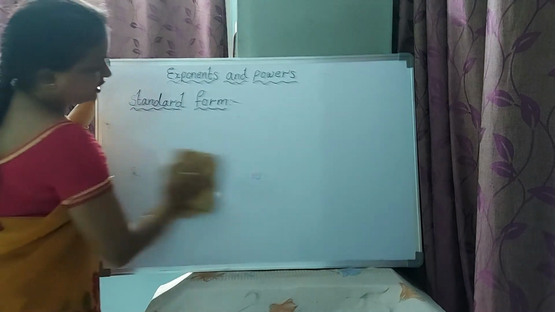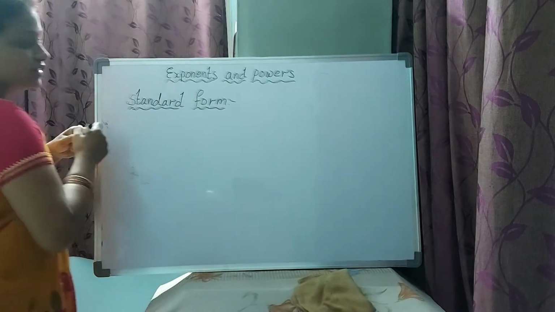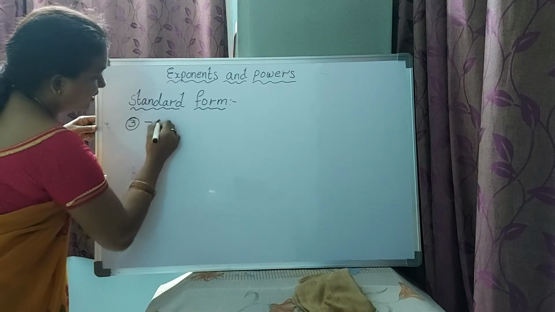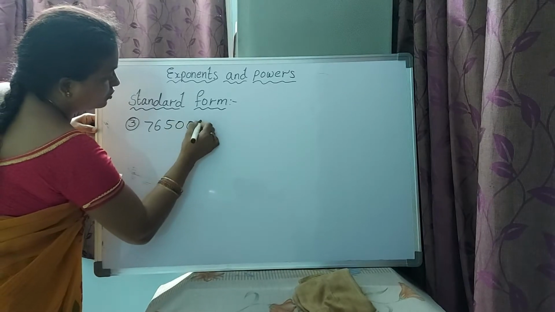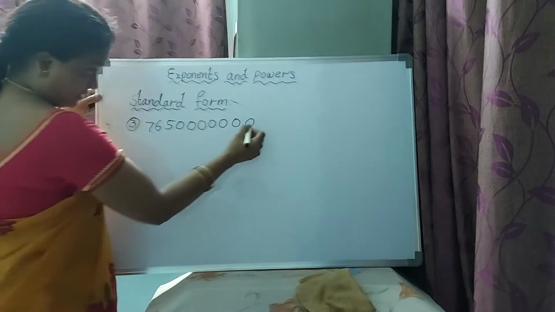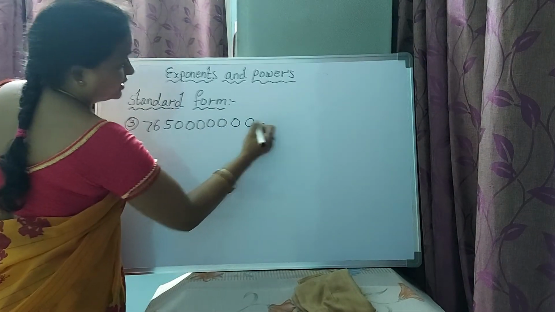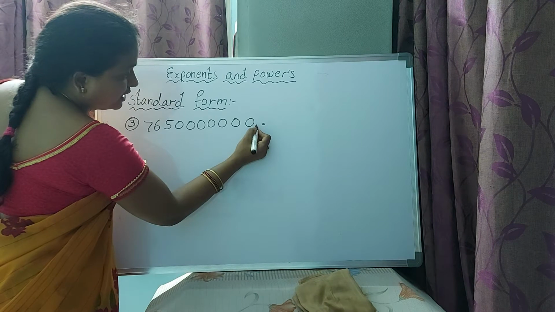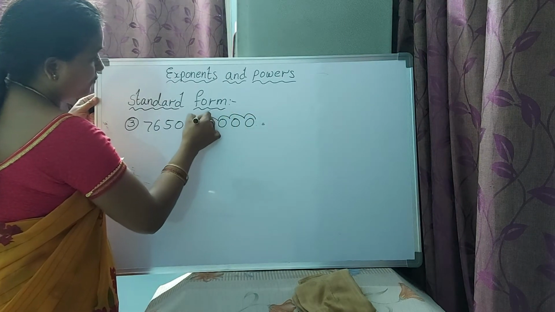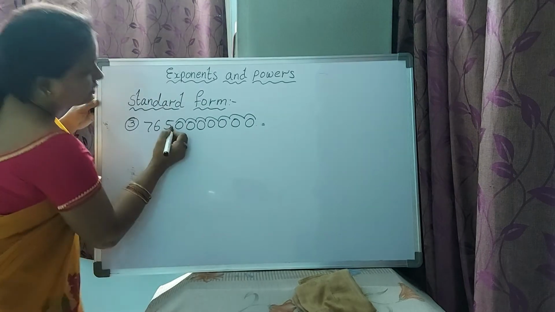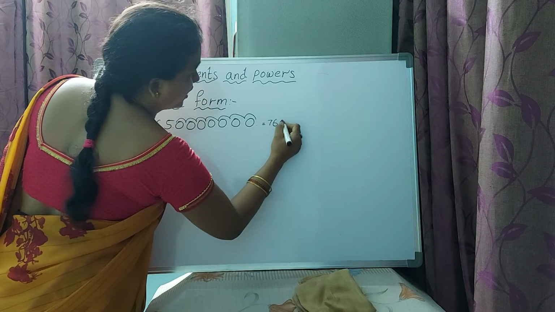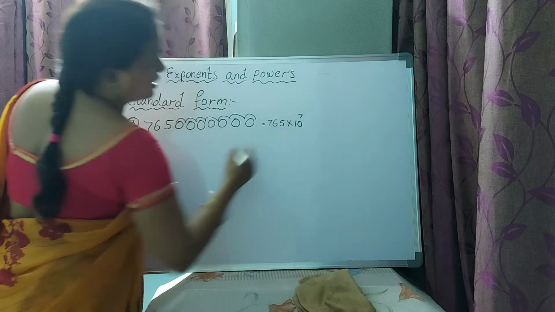For example, if the number is like this, 76500000000, I want to write the standard form for this one. That means the decimal is here. So 1, 2, 3, 4, 5, 6, 7. That means the decimal came here. So 765 into 10 to the power of 7.